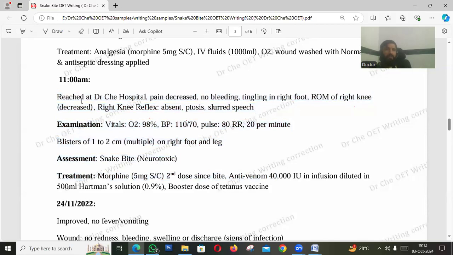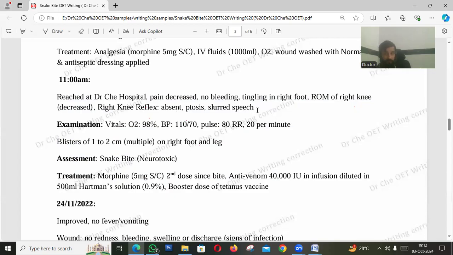There's no need to mention the patient reached the hospital, this is just my advertisement. Pain decrease is important. No bleeding, you can skip. New symptom tingling in right foot is important. Decreased range of motion of right knee is important. Right knee reflex is absent is important. Ptosis and slurred speech is important.